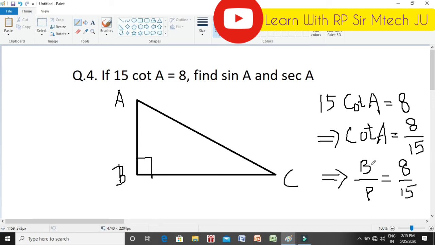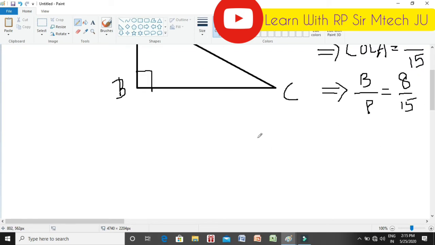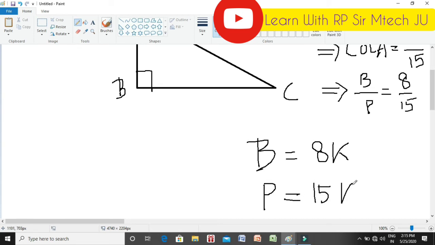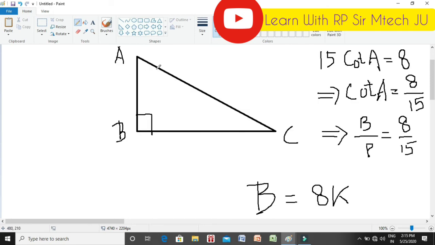Cot A is 8 by 15, that is base by perpendicular. So again, comparing the ratios, I can represent the base as 8 into a constant, let's say k, and I can represent the perpendicular as 15 into a constant, let's say k. Now see, I'm targeting cot A, so I'm targeting this particular angle. So what will be the perpendicular?